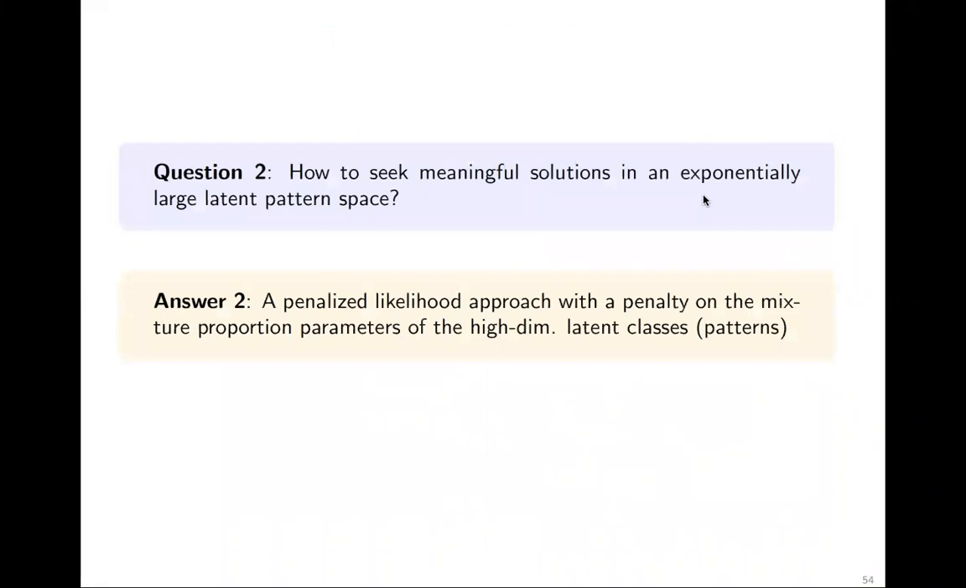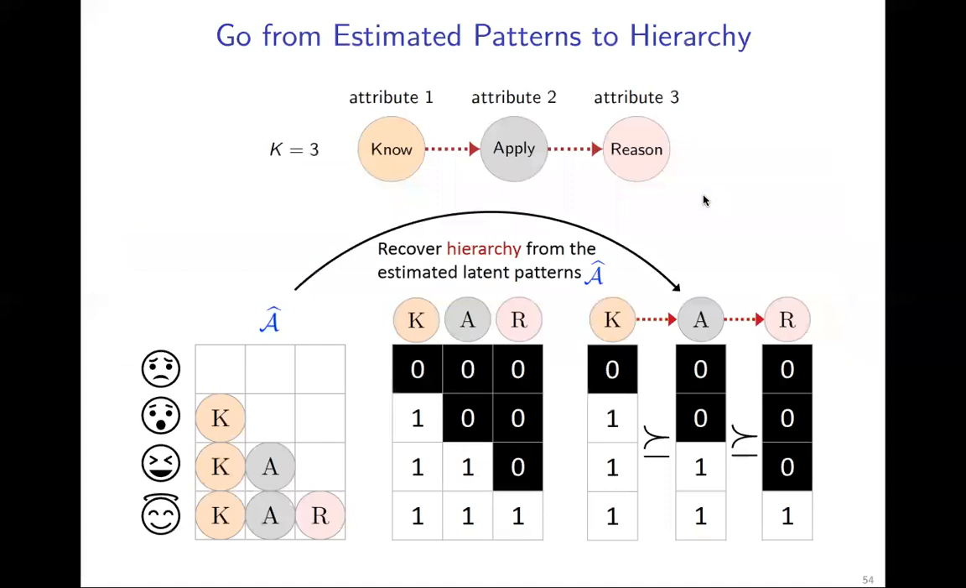So my answer to the second part is that we have a regularized likelihood method with a penalty on the mixture proportion parameters of the high dimensional latent classes. Through this, we can select what are significant patterns in the population. And further, we can go back to recover what is the hierarchical structure among attributes.